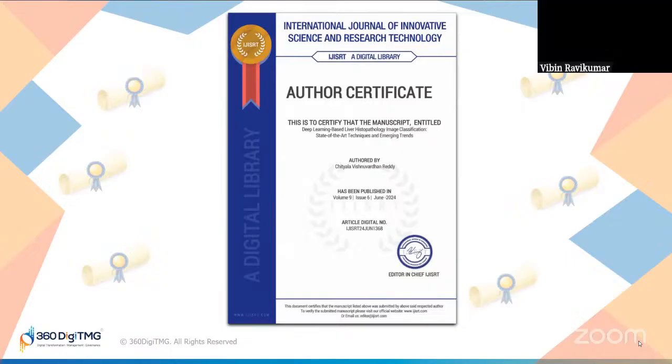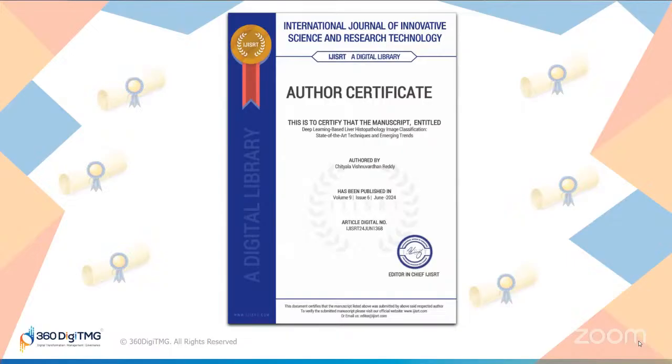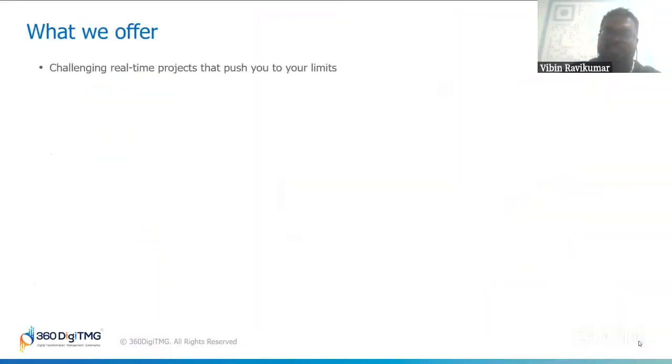Wonderful talking to Vishnuvardhan. As you heard, once you join here, you can gain the confidence to work on any data science project and come out of any problems or challenges that you face. Thank you, Vishnuvardhan. Wonderful to have this discussion with you. Okay, going forward, let's see what else we offer at 360 Digital MG.